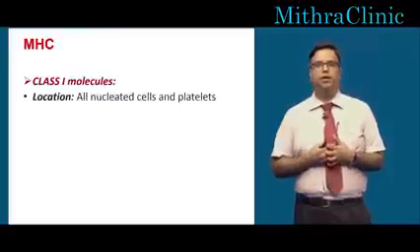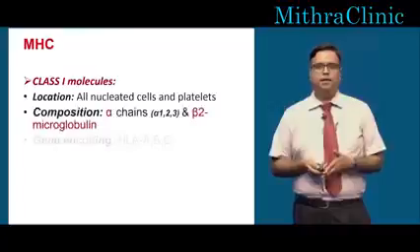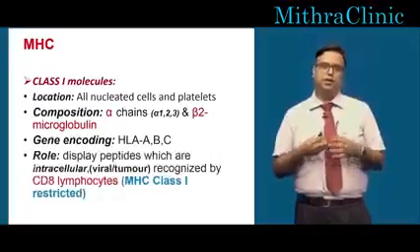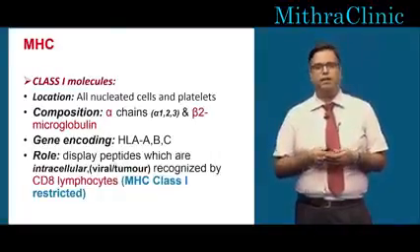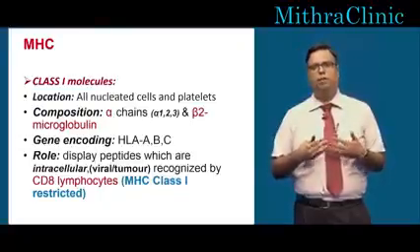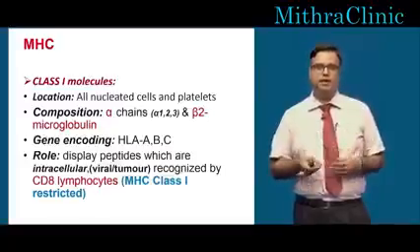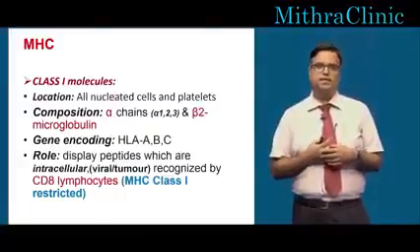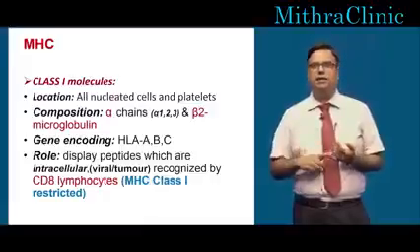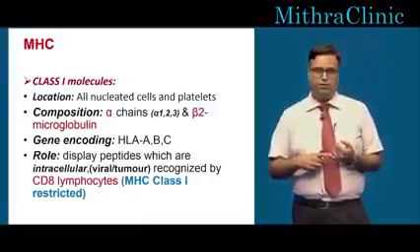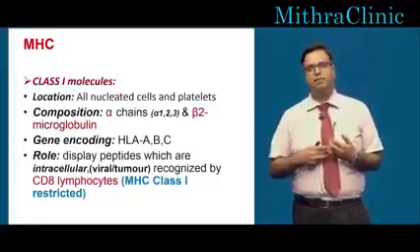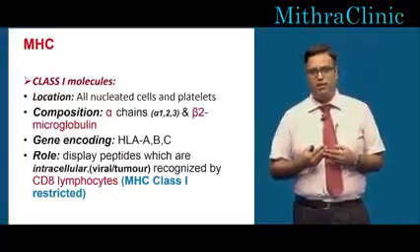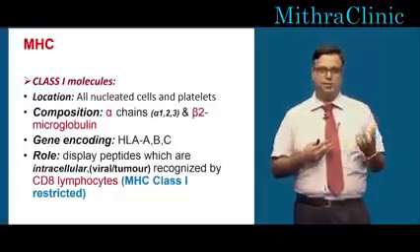Class 1 molecules are located mainly in all nucleated cells and the platelets. The genes encoding for the same are HLA A, B and C, but more central to our understanding of what they do during the T cell receptor complex is this. They display peptides, like I told you, in a shape which is best recognized by the T cells. A class 1 molecule usually displays peptides which are intracellular, that is either a virus or a tumor, and they are recognized by only CD8 lymphocytes. So this is what is called class restriction. CD8 lymphocytes will recognize peptides or antigen only when presented in conjunction with MHC class 1 molecules. This restriction is very important because the reaction is very specific.